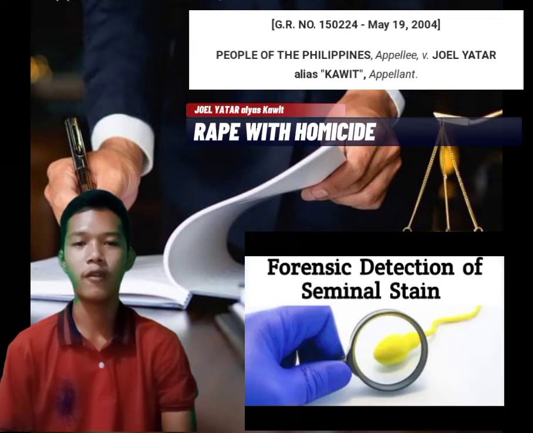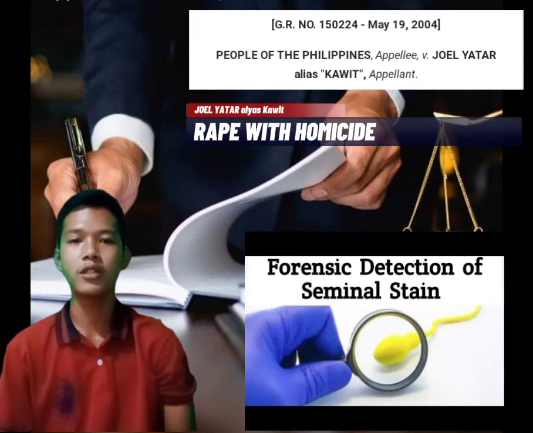Circumstantial evidence, to be sufficient to warrant a conviction, must form an unbroken chain which leads to a fair and reasonable conclusion that the accused, to the exclusion of others, committed the crime. To determine whether there is sufficient circumstantial evidence, three requisites must occur: there is more than one circumstance; the facts from which the inferences are derived are proven; and the combination of all circumstances is such as to produce a conviction beyond reasonable doubt.